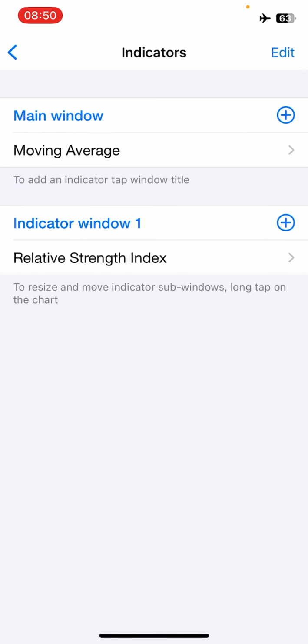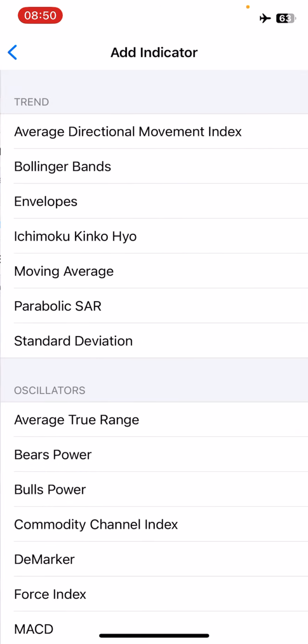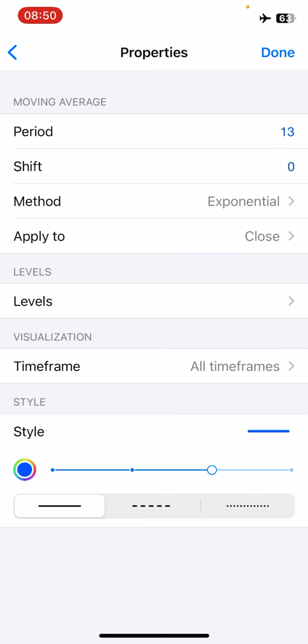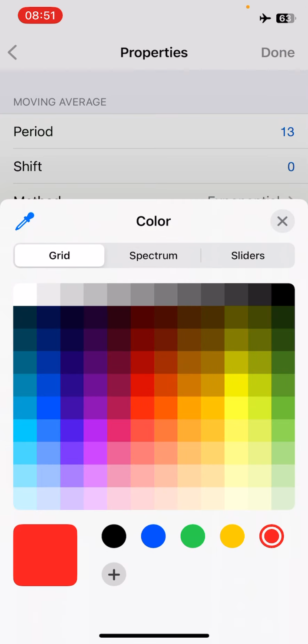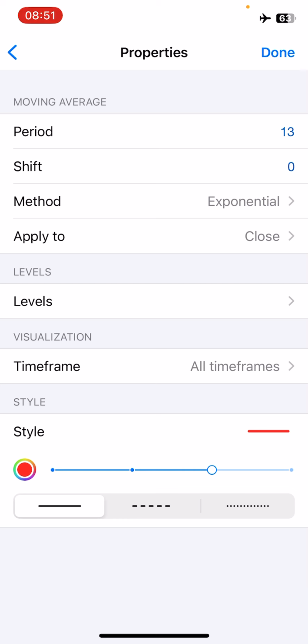So going back to my indicator section, I'm going to click where it says indicator window 1 this time, okay? And I'm going to add a moving average under that indicator window 1, and that moving average will have the following properties. We've got a period of 13, a shift of 0, the method is exponential, apply to close, and no need for levels or time frames, and I'll change this color to red. So make sure you change it to red as well, and then I'll click done.